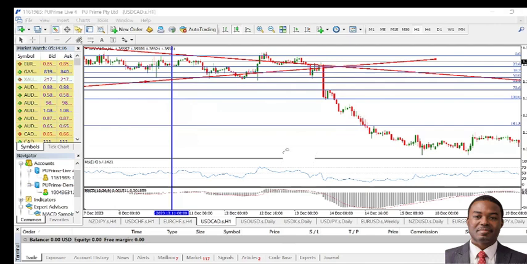Now, I think with this video, you can now understand better how to trade the trend using trend lines, and how to trade continuation patterns. Oh, this eventually also ended up forming a head and shoulder, which is in line with the overall trend, which is bearish.